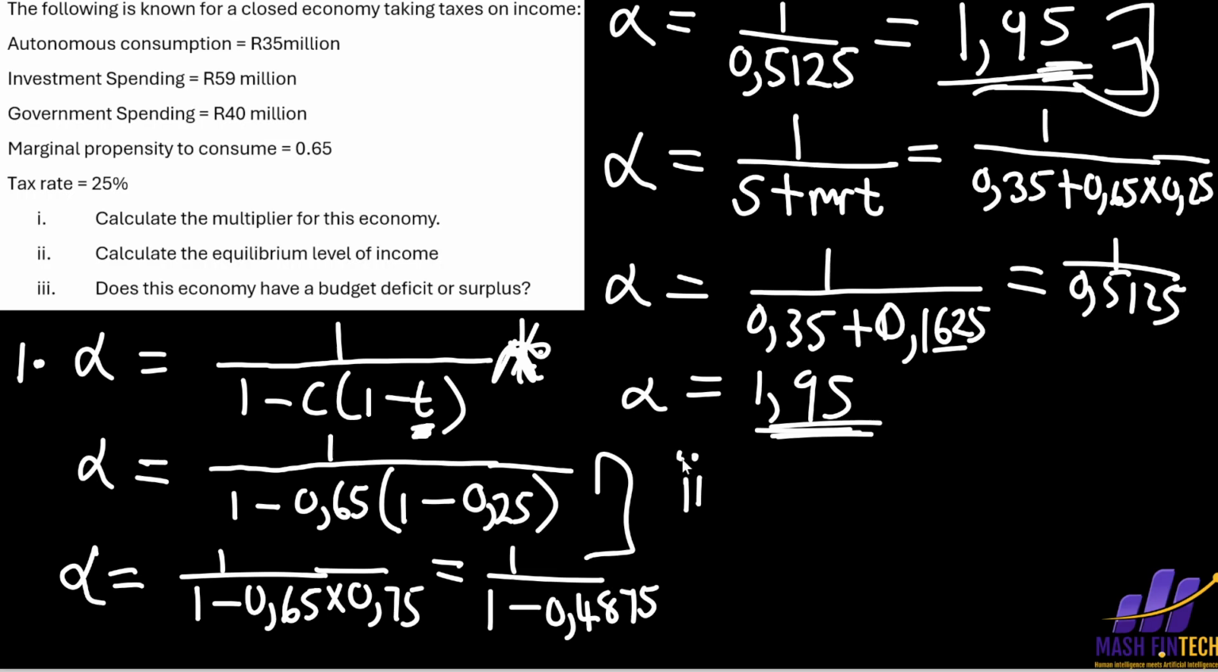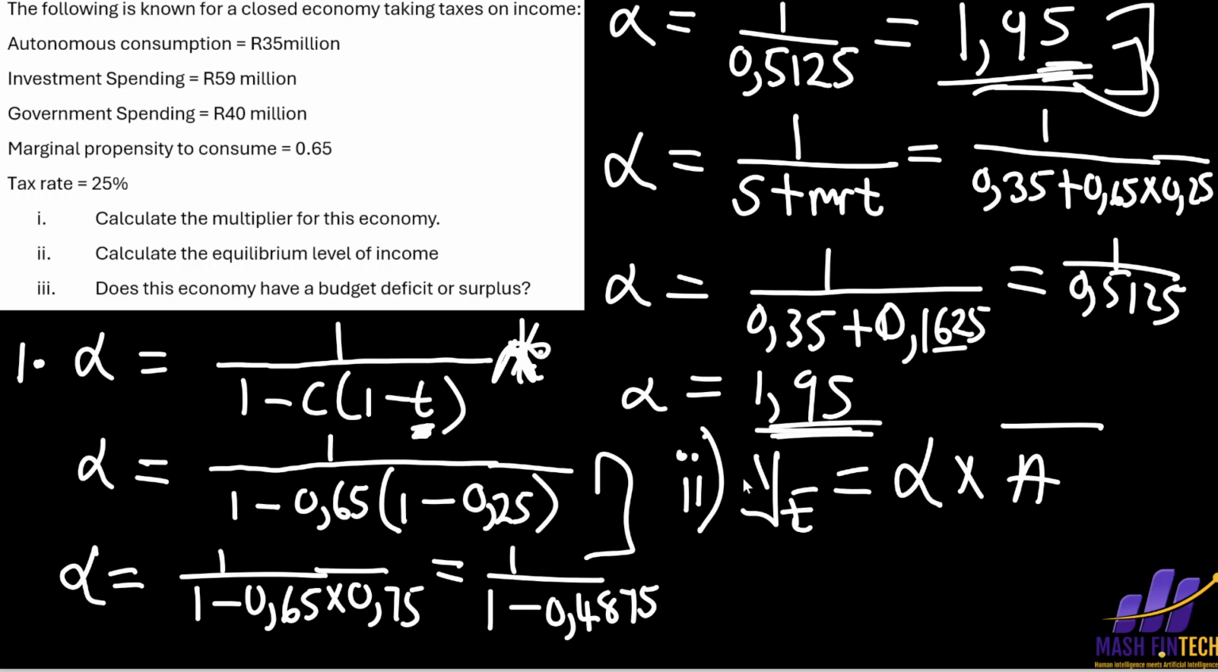The equilibrium level of income is easy. Once we have the multiplier, to get the equilibrium level of income, you just take your multiplier and you multiply by the total autonomous expenditure. All right, since we don't have a lot of space here, I'm going to do this on the next page, but take down the numbers for the autonomous consumption, the autonomous investments, and the government spending, which is 40. So these are the 3 numbers that you're going to need. All right, so I'm going to scroll to the next page. You can always come back. Autonomous consumption is 35 million, investment spending 59, government spending 40.